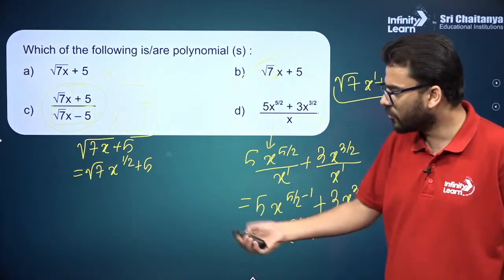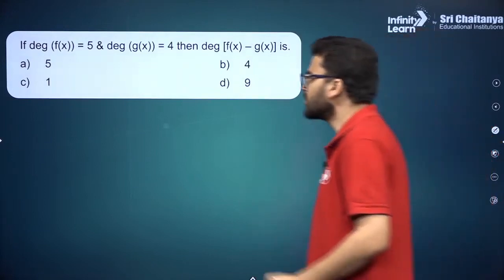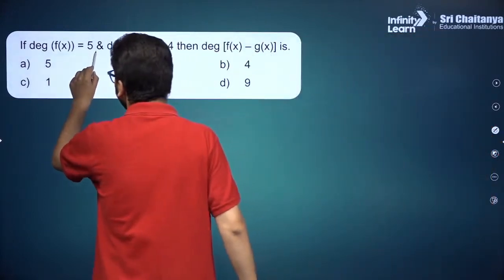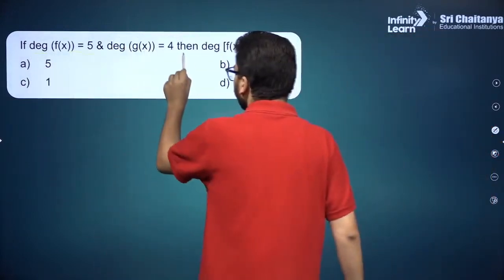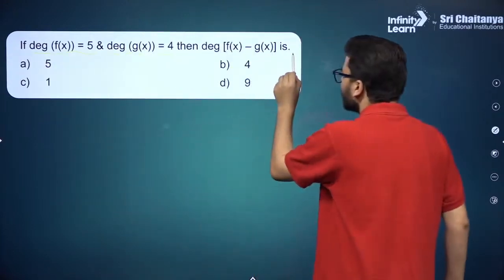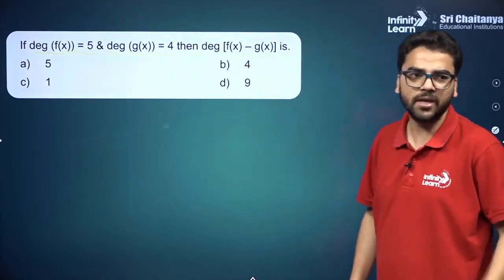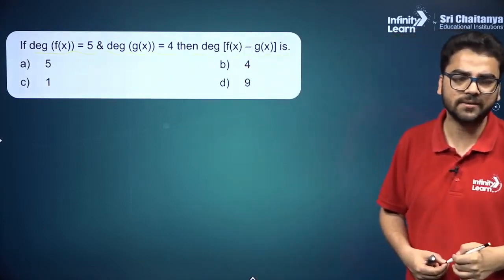Okay. So let's move on to the next thing. Now, can you tell me what will be the answer to this one? Suppose degree of a polynomial f of x is equal to 5. Degree of a polynomial g of x is equal to 4. So can you tell me what is the degree of the polynomial f of x minus g of x? Can you think that logically? A simple question it is.